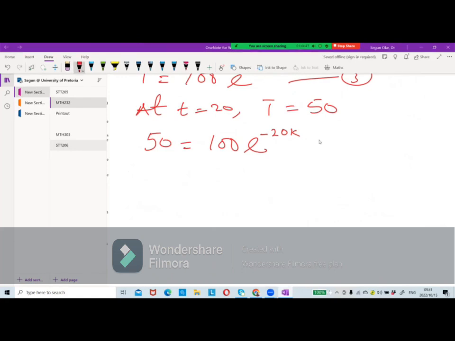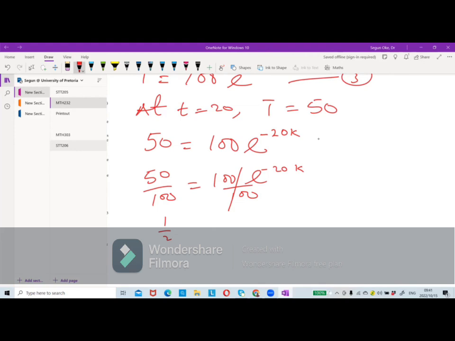So what do we do here? We divide both sides by 100 first. So we have 50 divided by 100 equals 100 exponential minus 20k divided by 100. So we have 1 over 2 equals exponential minus 20k. How do we bring the power on the exponential down? You take the ln of both sides.